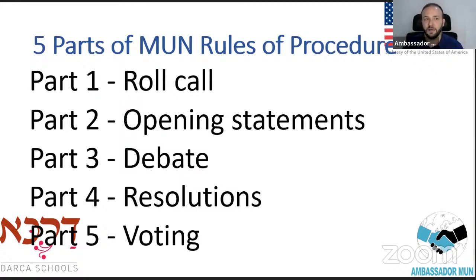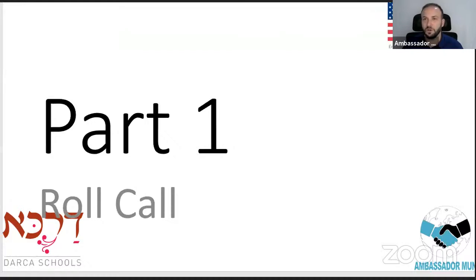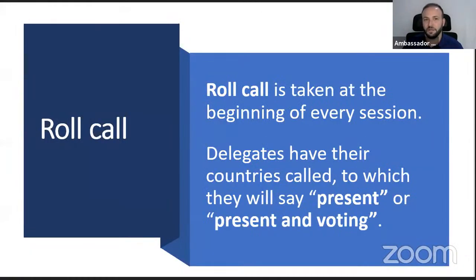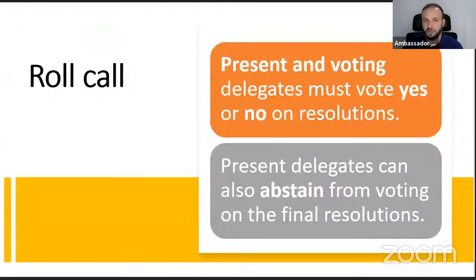The first thing we have in any MUN is roll call, where we see who is present or present and voting. As we know from last time, roll call is taken at the beginning of every session. Countries say present or present and voting. Present and voting means the delegates will vote either yes or no. There is no abstention. Present delegates can also abstain. When unsure, present and voting shows confidence and certainty, so it's better to say present and voting. I recommend you have all your students just say present and voting. So let us have roll call.